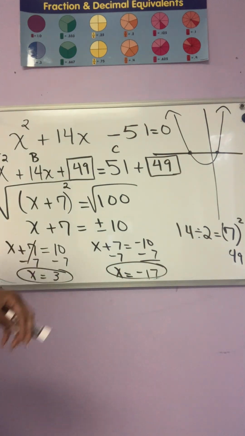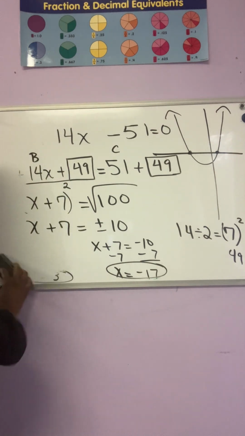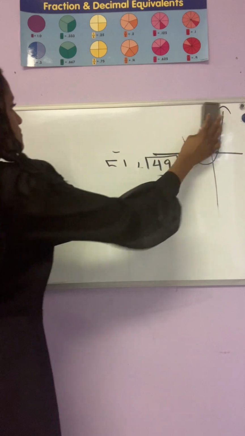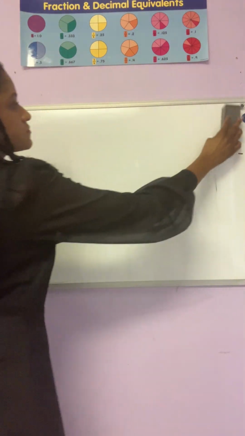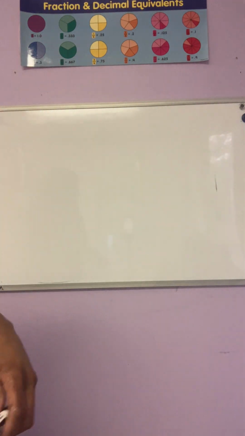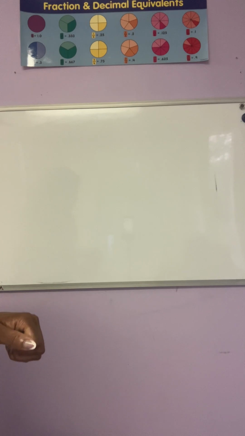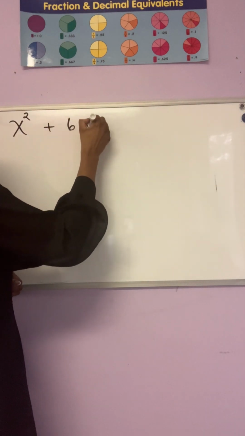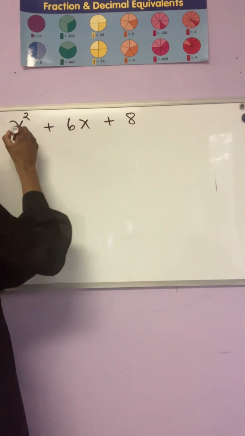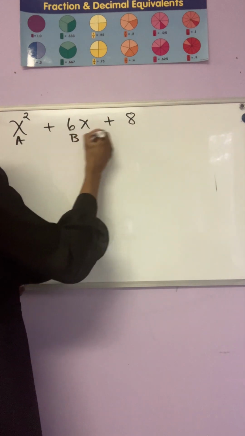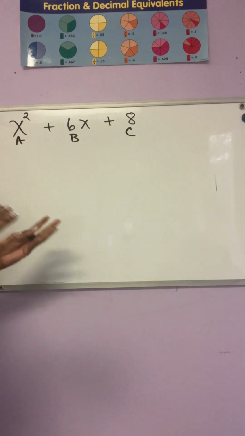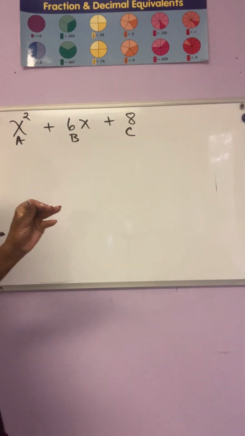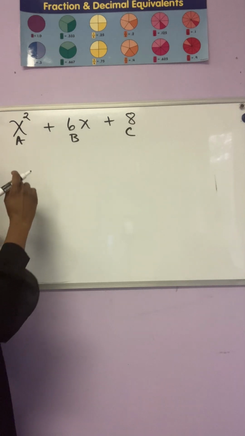All right, let's try another one. So this one, x squared plus 6x plus 8. All right, so again, let's remember we have our A term, our B term, our C term. A is 1. A is not always 1, but so far these problems have been 1, and those are the easier problems. Sometimes A will have another number in front of it.